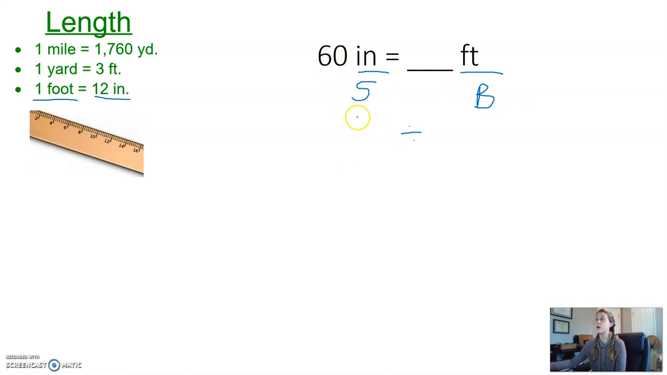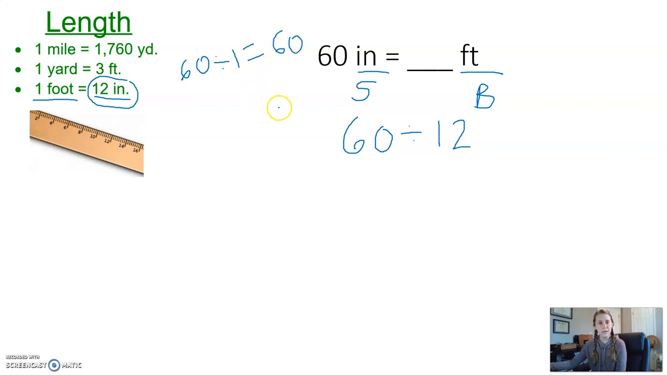What are we dividing? We're taking our 60 inches and we're dividing it by how many inches make up a single foot. 12 inches make up 1 foot. So we're going to be dividing by 12. Some of you might have wanted to put the 1 foot in there. Let's think about that for a second. If you do 60 divided by 1, what are you going to get? That's right, 60.